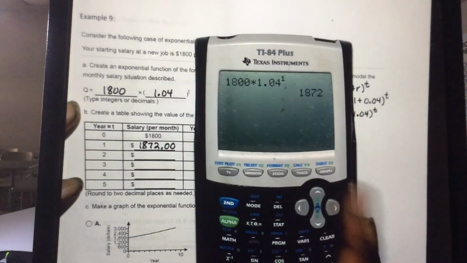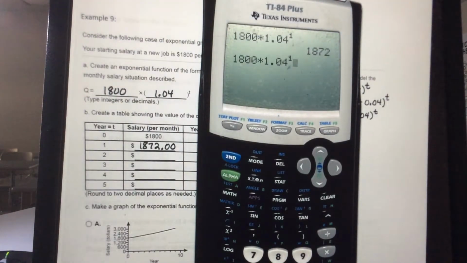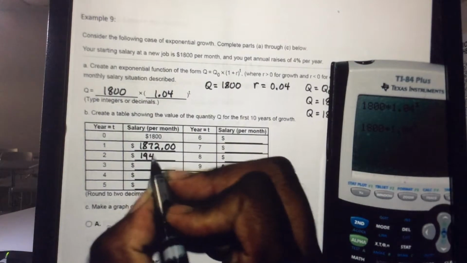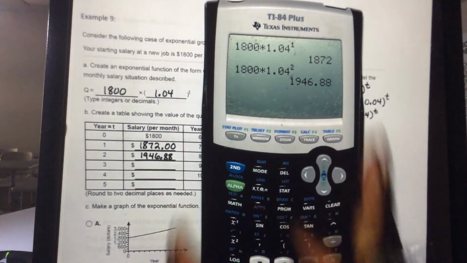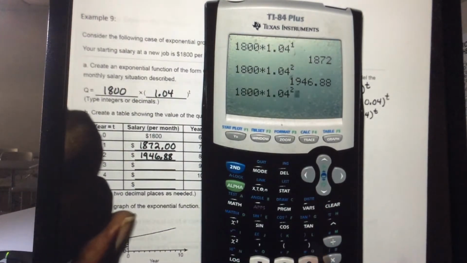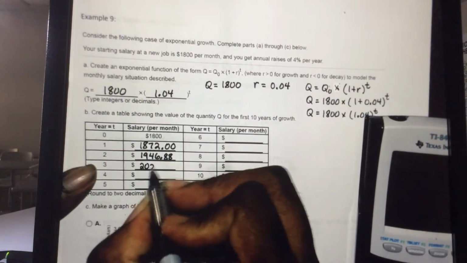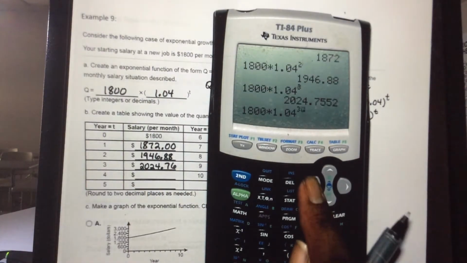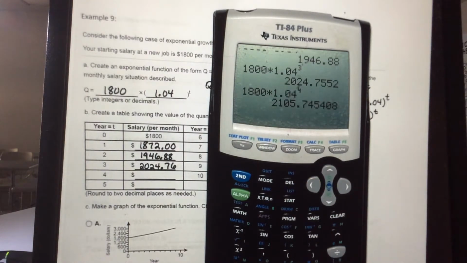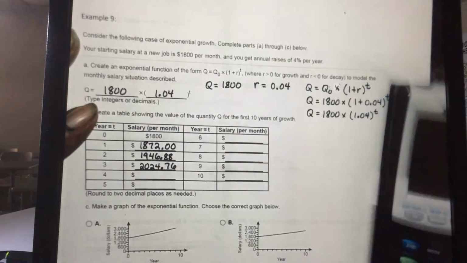And then for year 2, if you recall, you do second and enter at the bottom of your calculator to bring this up, and then you change your exponent using your left arrow key to a 2, and then hit enter. So this will be $1,946.88 for year 2. And then for year 3, second enter, change this to a 3, and this will be $2,024.76, rounded to 2 decimal places. And then year 4, second enter, change that 3 to a 4, using your left arrow key, it'll be $2,105.75.